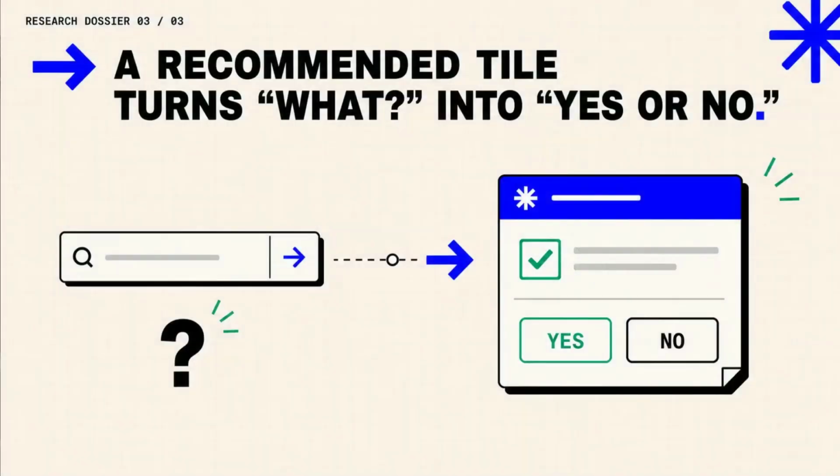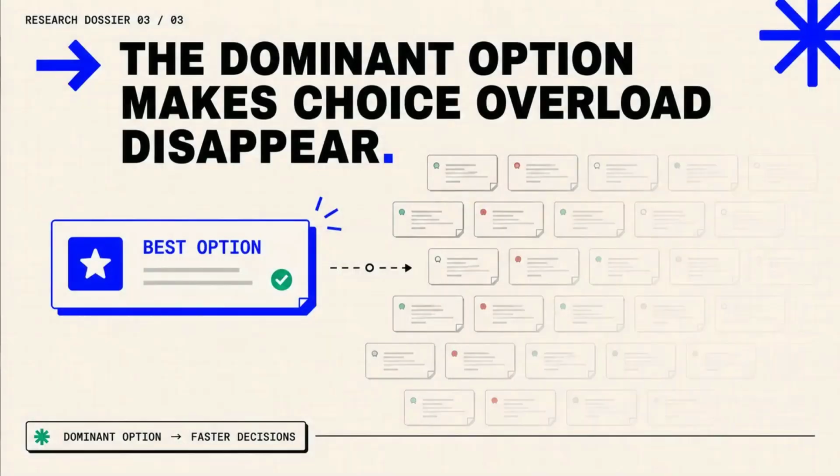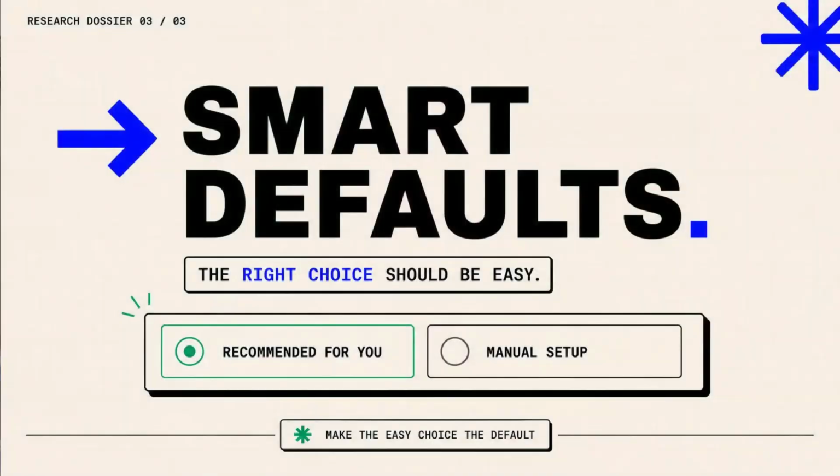So what those tiles do is convert an open-ended question into a yes or a no. And a yes or a no is mentally cheap on your user. That is your dominant option and the thing that makes choice overload disappear. We call this strategy smart default. So let's see this in action.